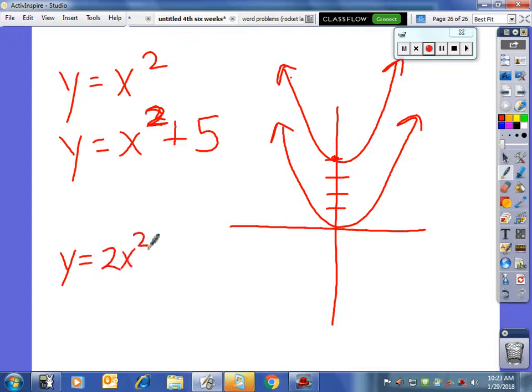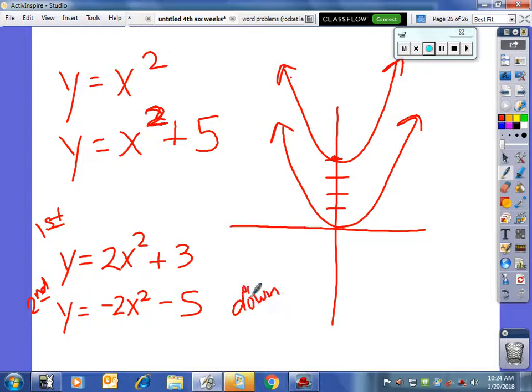All right, I'm going to give you a function, y equals 2x squared plus 3, and I want to compare that to y equals negative 2x squared minus 5. How would these two things compare? Let's say this is my first function, and then I changed it to this one. It's going to go down instead of up. It's going to open down. That's not going to move down 5 spaces. It's going to move down 8 spaces. The y-intercept would be 8 spaces below.